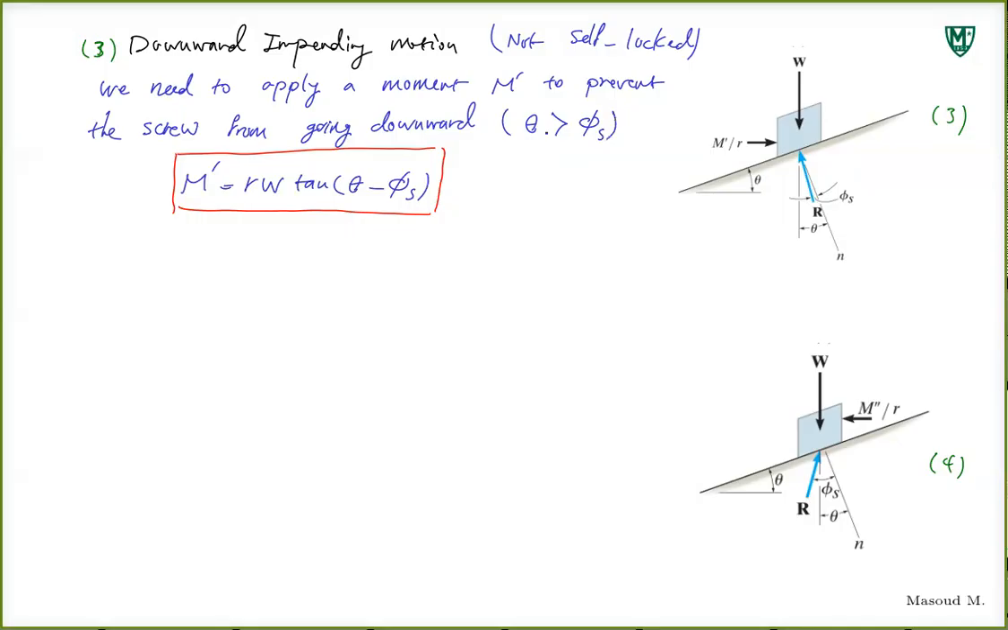If theta is greater than phi s, as I said, the lead angle is large, this friction is not enough to keep this load where it is, or stop the screw from sliding down.